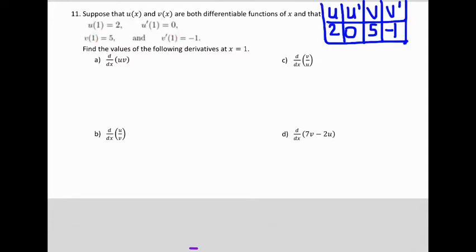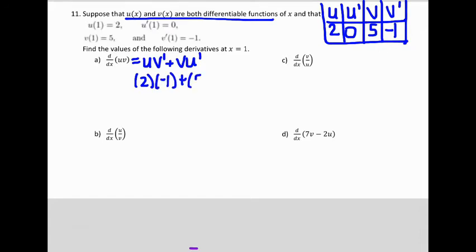So now that we have it organized, part A is asking us for the derivative of u times v. Now remember, u and v are both differentiable functions, so this needs product rule. u v prime plus v u prime. And now just using our table, we can plug in u is 2, v prime negative 1, and then v is 5, u prime is 0. So negative 2 is our solution.